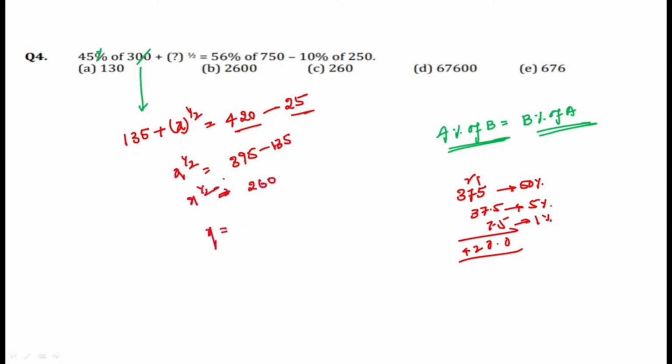Now the x value is equal to the square of 260 whole square. You already know that 26 whole square is equal to 676. So into 10 square is equal to 100. Now the value becomes 676. Faster in the calculation rate.